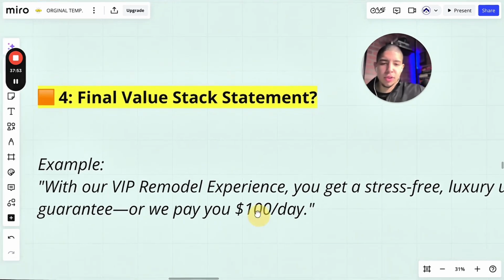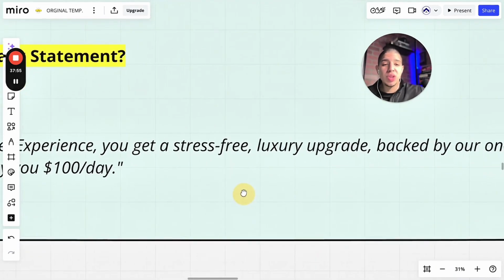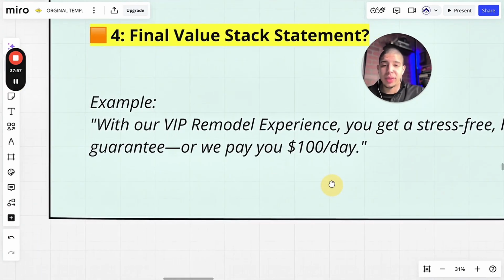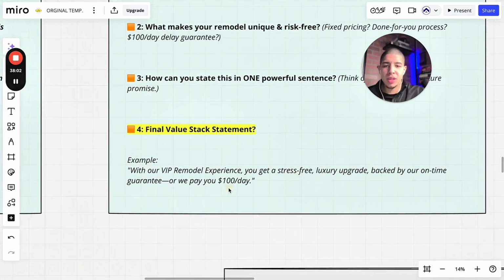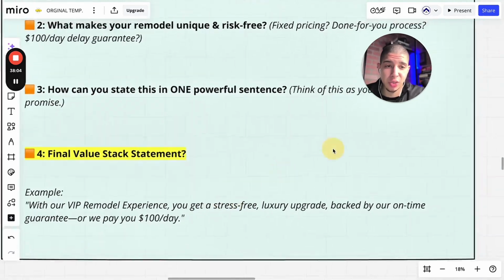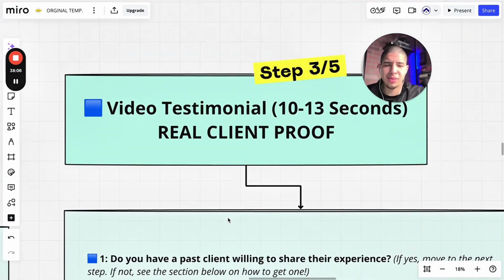With your VIP remodel experience, you get a stress-free luxury upgrade backed by your own time guarantee. Or we pay you $100 a day. Just an example. The reason why I'm repeating that a lot is because it actually works, right? And a lot of times you can add that to the contract, but if you're 5 days over the date for whatever reason, that's only $500. So you're making what, $25,000 revenue on the job. Like, it's not the biggest deal, but the amount of trust you gain with that is insane.